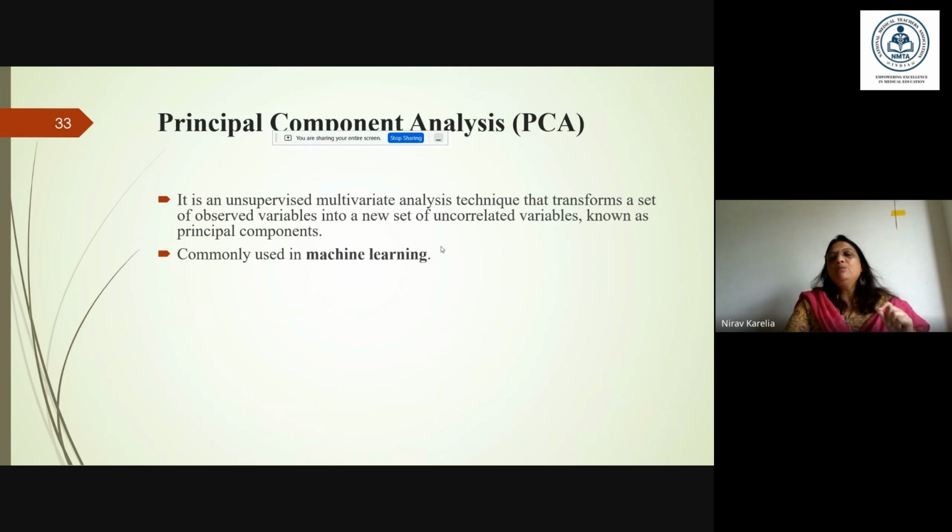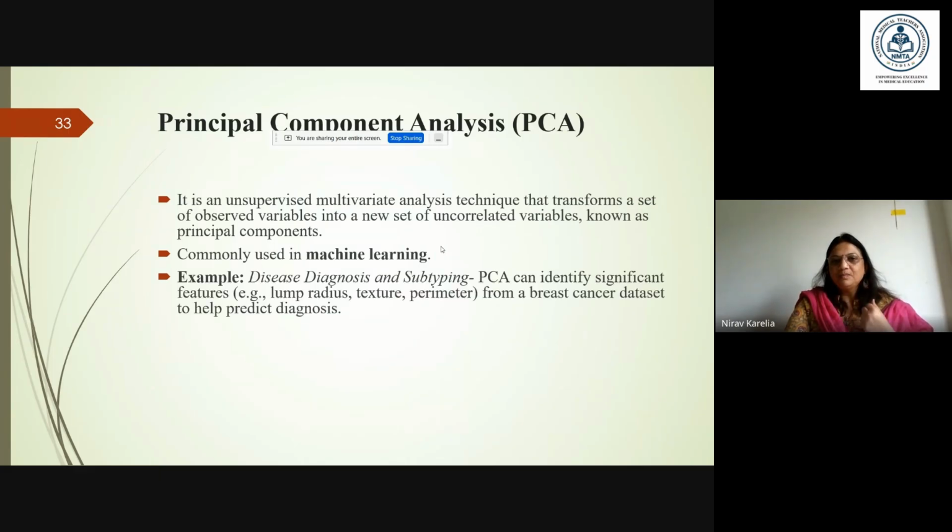And principal component analysis is very important because this method is used in machine learning. All of you have heard about machine learning. Today it is booming. There are so many courses in AI and machine learning. So they utilize principal component analysis.